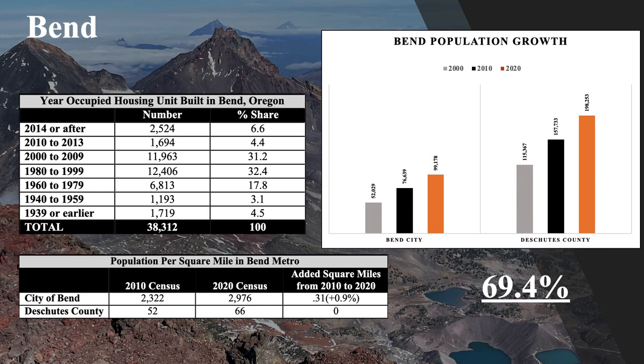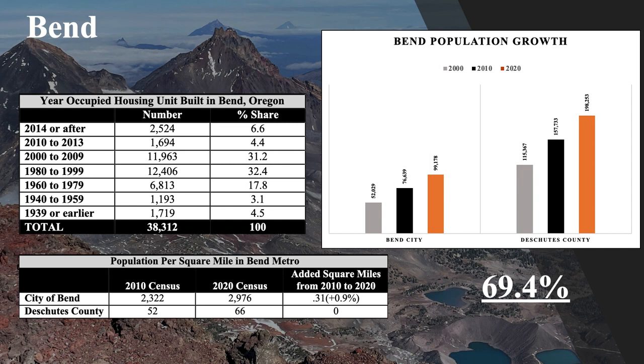Over half of the population that was added in Deschutes County between 2010 and 2020 occurred in the city of Bend. The city of Bend's footprint changed very, very slightly from 2010 to 2020. It added 0.31 square miles during this 10-year span, less than a 1% increase in terms of geographic footprint. Deschutes County's boundaries did not change during this period of time. As such, Bend's residents per square mile went up by 600 during this 10-year span, from 2,322 residents per square mile in 2010 to 2,976 residents per square mile in 2020.